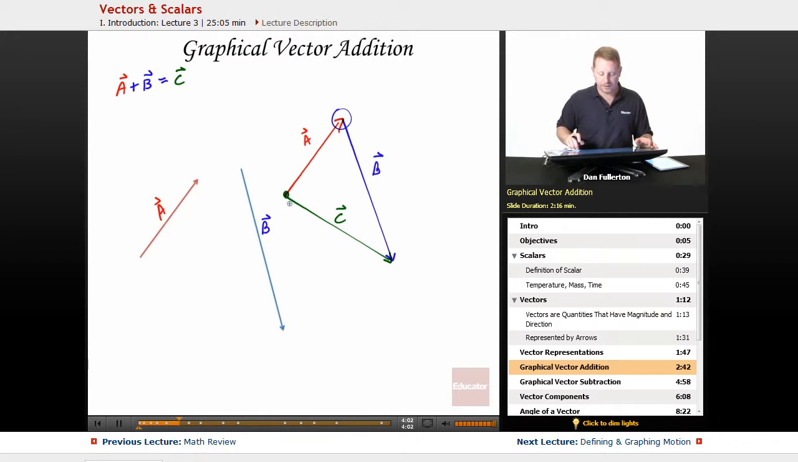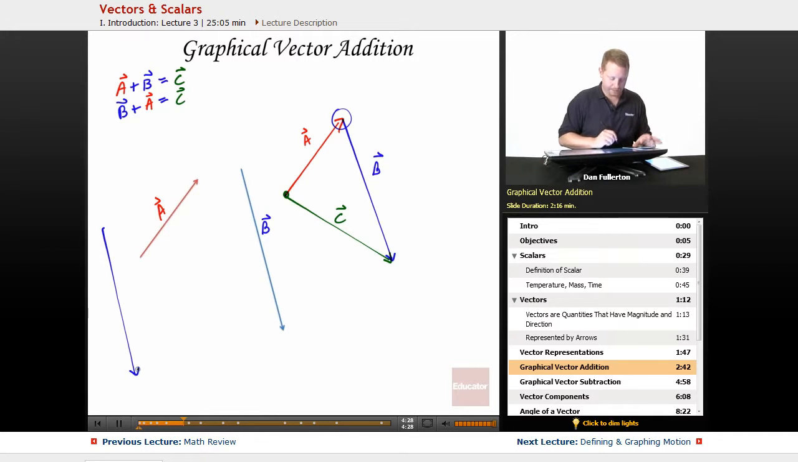All right, does it make a difference what order you add things? Well, if you think back to math, B plus A should be the same thing. And it is. Let's prove it. Let's take, and we're going to redraw this now, but we're going to do B first. So what I'm going to do is I'm going to draw B down here.